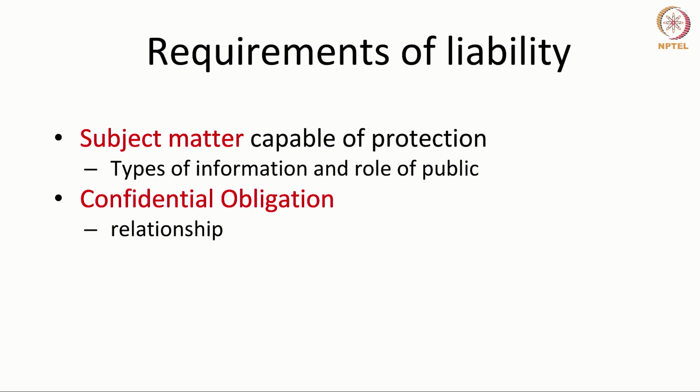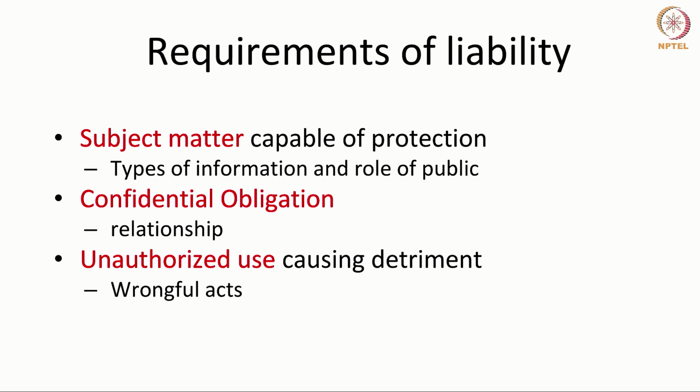Two, there has to be a confidential obligation, by which we refer to the relationship. The relationship can be contractual or it can also be situational. Three, the unauthorized use of that information should cause some detriment, in the sense that the use itself is a wrongful act. Now let's see how these three things play out in more detail. Subject matter, confidential obligation, and unauthorized use.